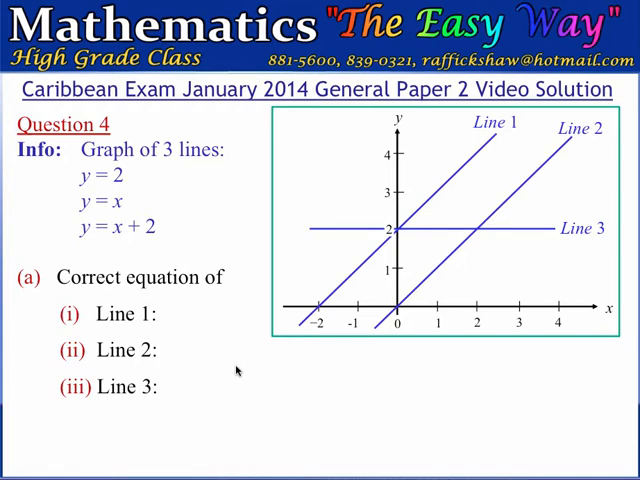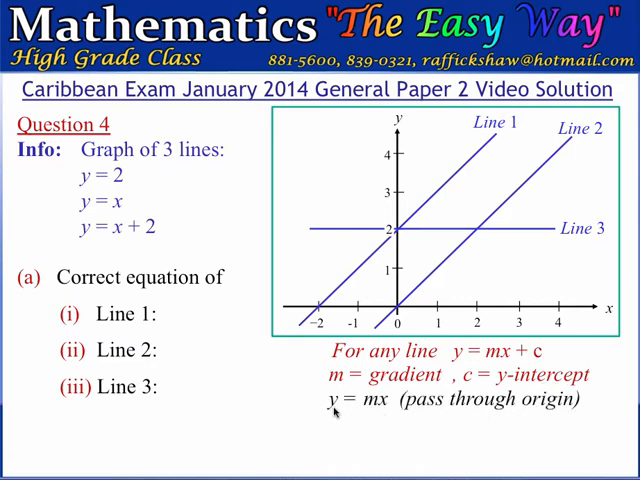That's part A. And if we look back at the standard form for the equation of a line, the equation of a line is of the form y equals mx plus c. And when the line is in the form y equals mx plus c, m is the gradient of the line, and c is the y-axis intercept of the line. Also, generally speaking, a line of the form y equals mx will pass through the origin, because in that case the c value is 0.